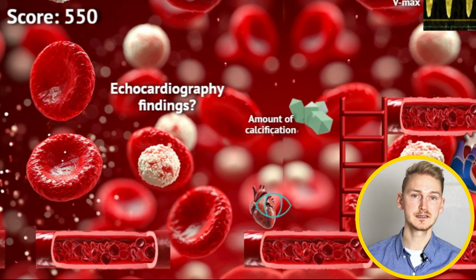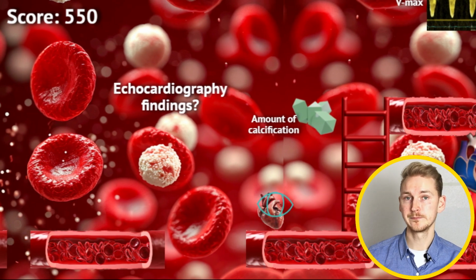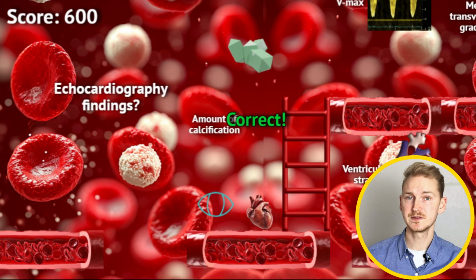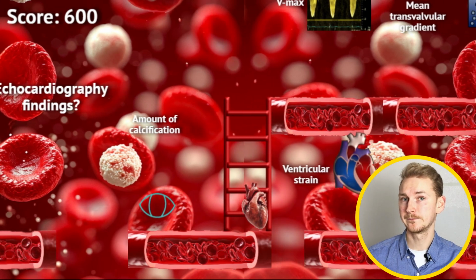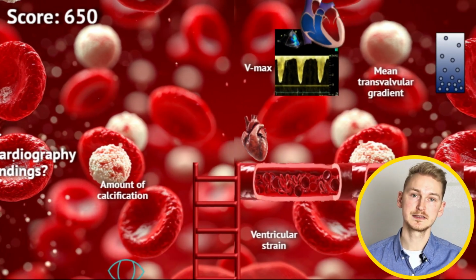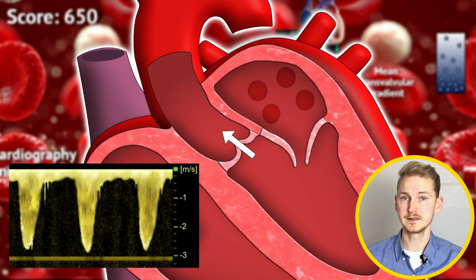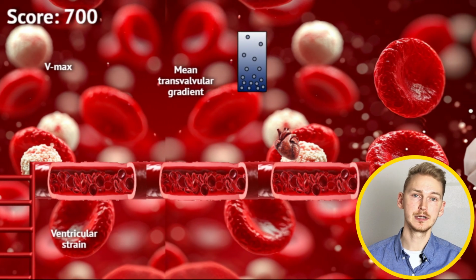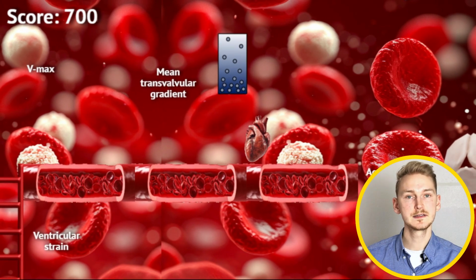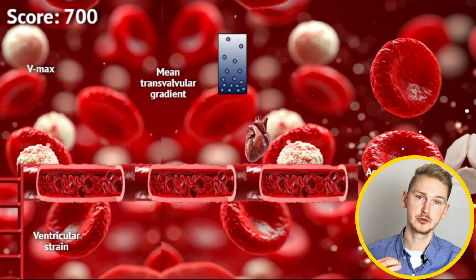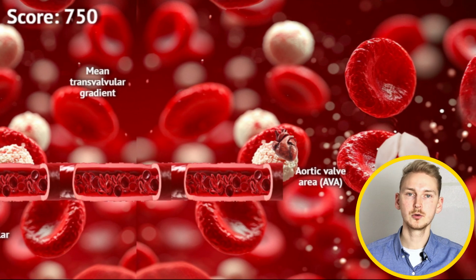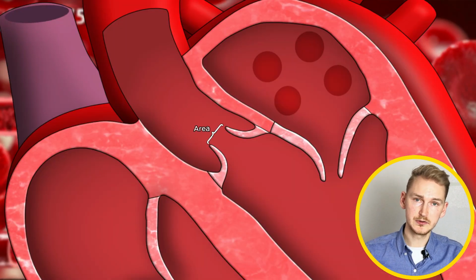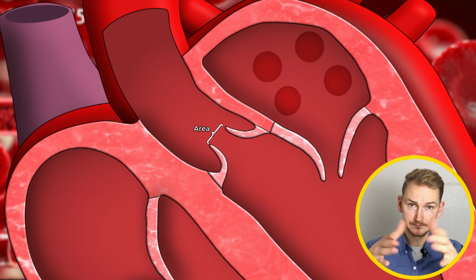So what findings can you see on the echocardiography? You can see the amount of calcification. You can also see the ventricular strain. You can measure Vmax, which is the peak blood flow velocity from the ventricle to the aorta. The mean transvalvular gradient is calculated. This is the difference in pressure between the ventricle and the aorta. The aortic valve area is measured. This is the maximum size of the hole when the valve is open.